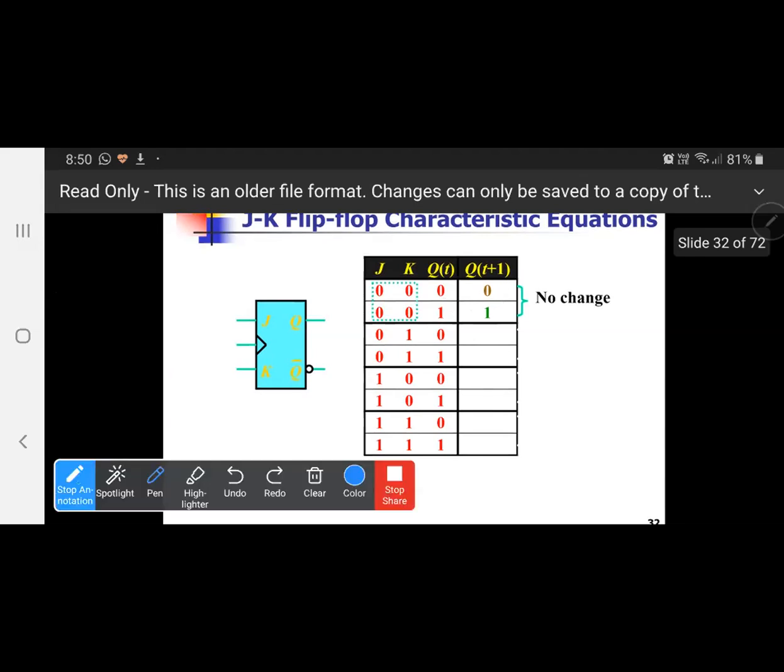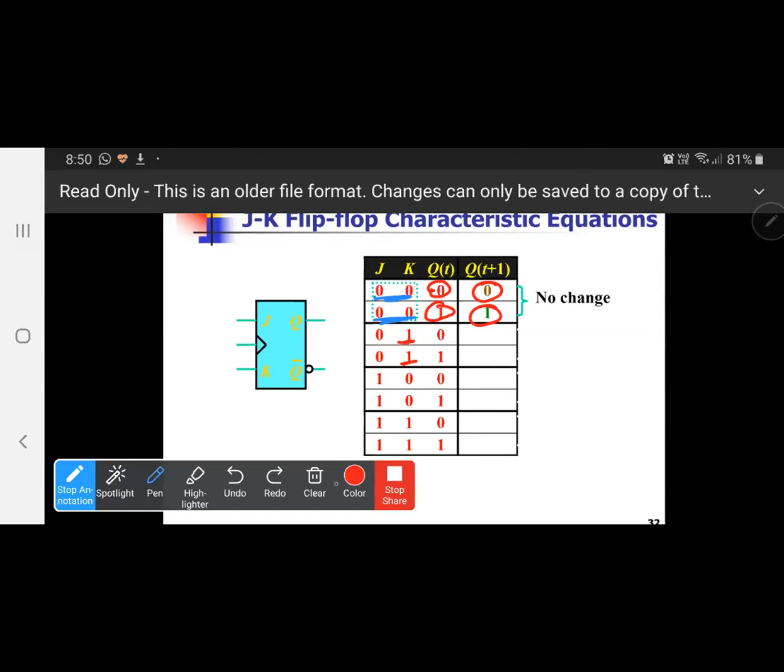If both J and K are 0 0, then it will work as a memory. And what is in the memory? Here is 0, so this is 0. Here is 1, so this is 1. Is it clear? Yes, clear.